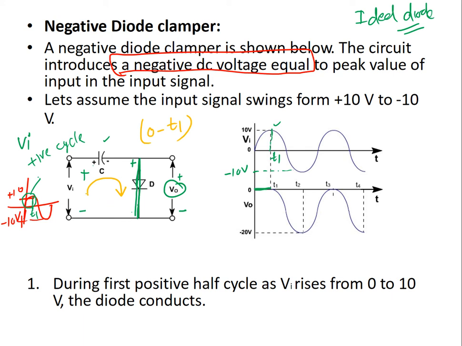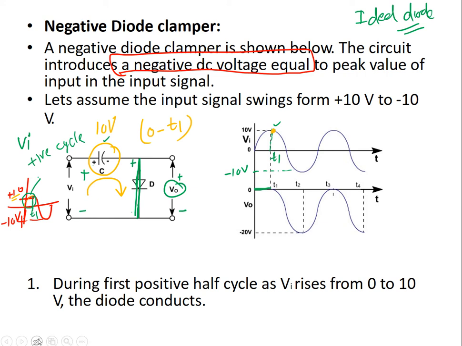So when the current flows through this, the capacitor will charge. This capacitor will charge to the input peak value. This input peak value was changing from 0 and going to plus 10 volt, so eventually this capacitor will be charged to a value of 10 volt. Once we reach this point T1, till this point this is forward bias. But now this capacitor has been charged to plus 10 volt.